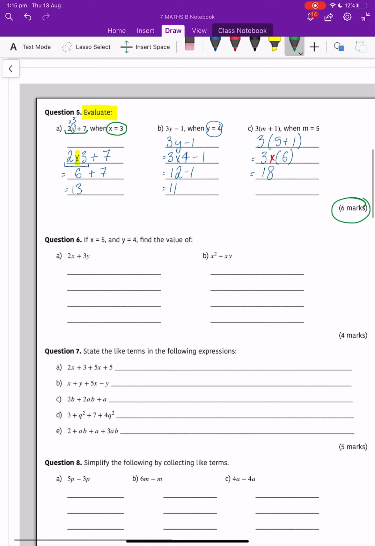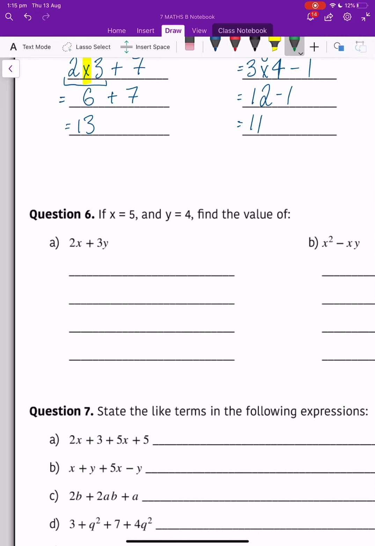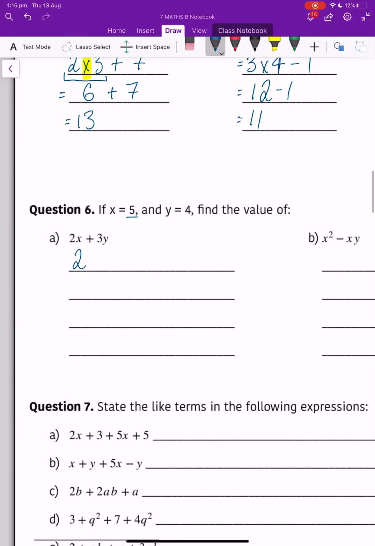Okay, the next one is also a substitution question, except this time you've been given 2 pronumerals, okay? So it's a little bit of a longer expression to work out. So if x equals 5 and y equals 4, find the value of. Okay, so x equals 5, so I'm putting in 2 times 5, plus, because there's a plus here, 3 times, what is y? Y is 4. Okay. 2 times 5 is 10, plus 3 times 4 is 12. You can add them together and you'll get 22, and that's your answer.